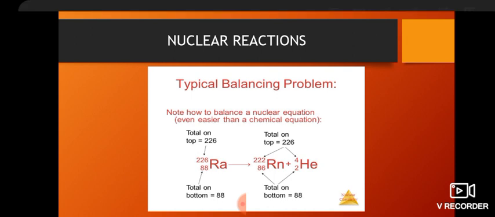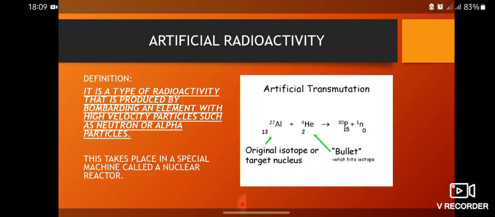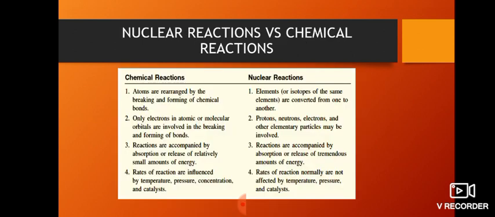Let's compare atomic number. On your left, you see that the atomic number is 88. When you come to your right, you have one species having an atomic number of 86 and another species having an atomic number of 2. The sum of the two, or the total, is 88, meaning that the nuclear reaction is balanced in terms of atomic numbers. So when you are balancing nuclear reactions, you have to check whether the mass numbers are balanced and the atomic numbers are also balanced.